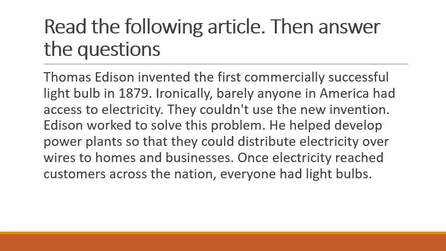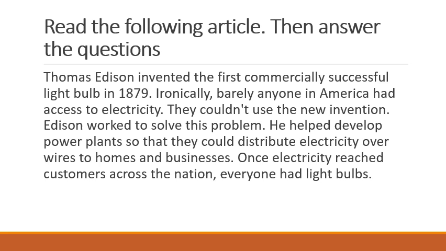Thomas Edison invented the first commercially successful light bulb in 1879. Ironically, barely anyone in America had access to electricity. They couldn't use the new invention. Edison worked to solve this problem. He helped to develop power plants so that they could distribute electricity over wires to homes and businesses. Once electricity reached customers across the nation, everyone had light bulbs.